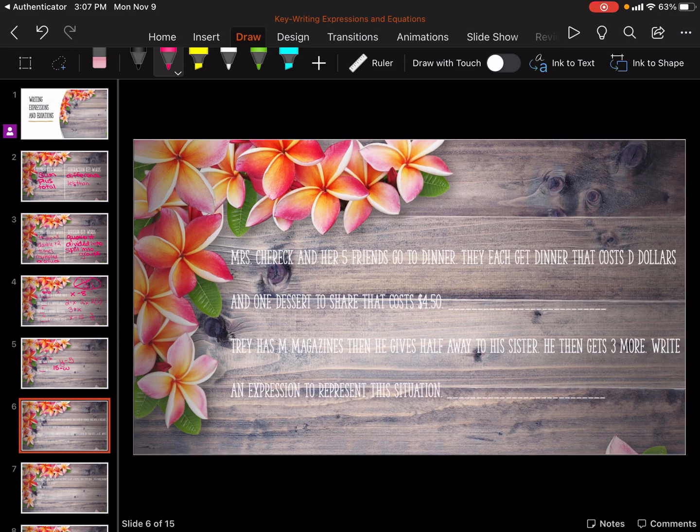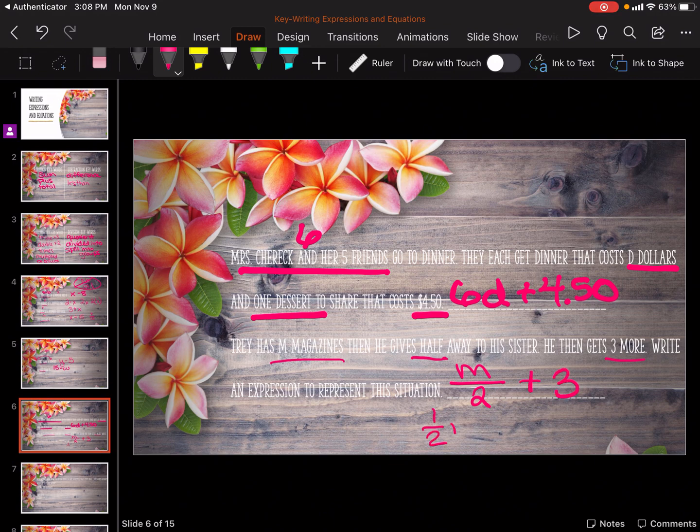So here we go. Miss Sherrick and her 5 friends go to dinner. They each get dinner that costs $D and one dessert to share that costs $4.50. So this is a total of 6 people. So it's going to be 6 times the dinner plus the $4.50 for the one dessert that they bought. Trey has M magazines, gives half of them to his sister, and then gets 3 more. So you're going to do M divided by 2 because you get rid of half, and then you get 3 more. You could also do 1/2 M plus 3. That's the same thing as dividing by 2.